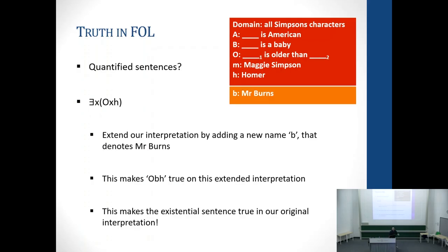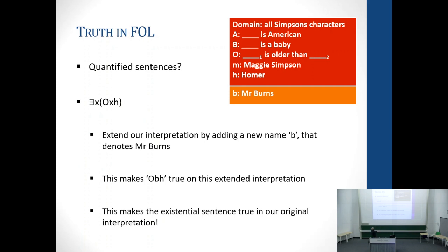Here's our first one. There's something in the domain such that X stands in the O relation to H. Okay, cool. Well, we can take Mr. Burns. We know that Mr. Burns is depicted as being ancient, clearly older than Homer. But we don't have a name for him here, but we know that he is in the domain. So we can extend our interpretation, adding a name that we don't have, to then pick out and name the object we know is in the domain.